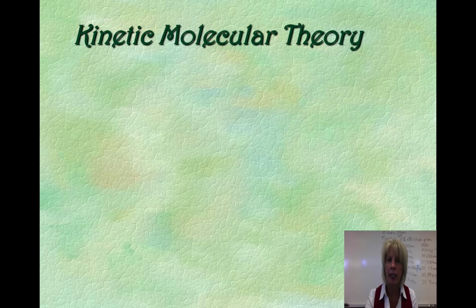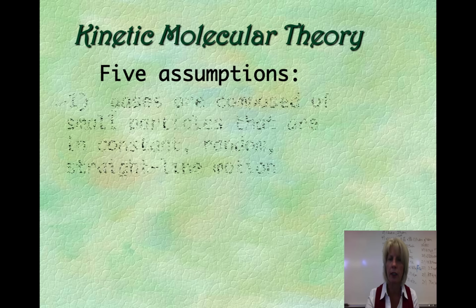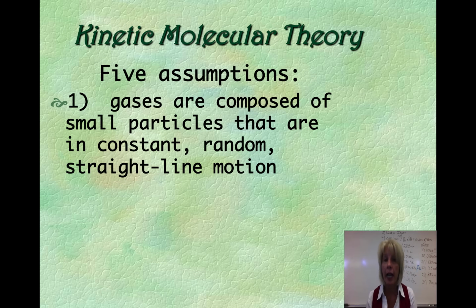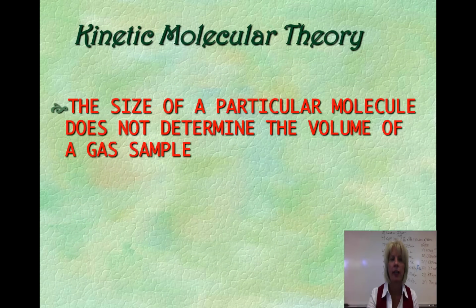Let's now consider the kinetic molecular theory. We're going to look at 5 assumptions. Number 1, gases are composed of small particles that are in constant random straight line motion. Number 2, the volume of individual gas particles is negligible compared to the volume occupied by the gas. What that means is this. The size of a particular molecule does not determine the volume of a gas sample.